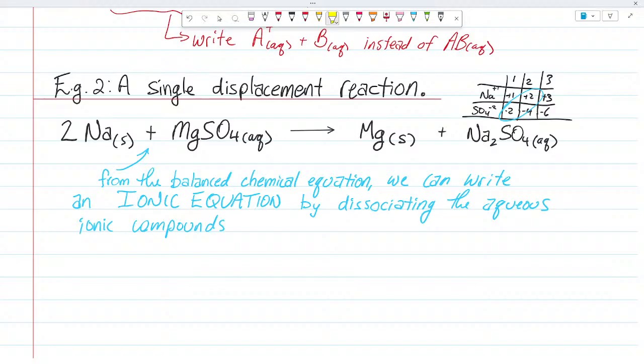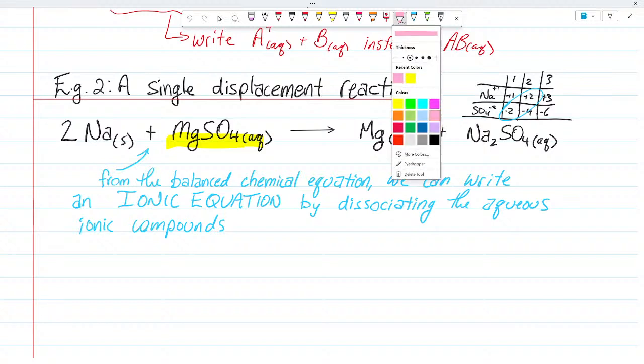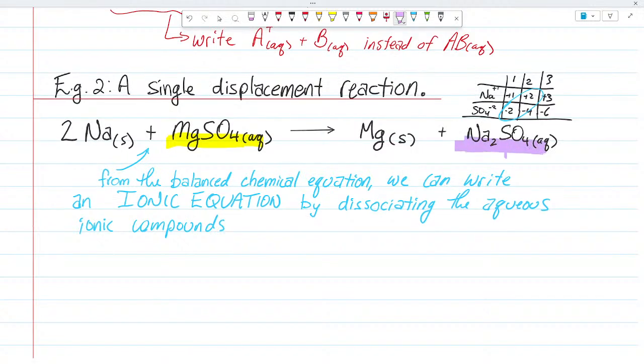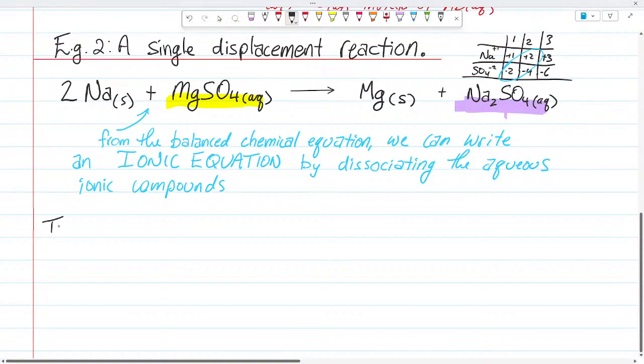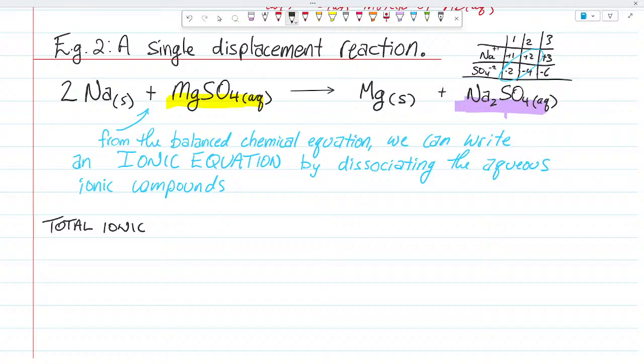Okay, MgSO4 is one of them. That's an aqueous ionic compound. And do we have another? Na2SO4. These are the 2 aqueous compounds. Does that make sense? Okay, so when we write it, we're going to write what's called the total ionic equation. You'll see a little later why they call it total ionic equation and not just net or not just ionic equation. But let's rewrite it.